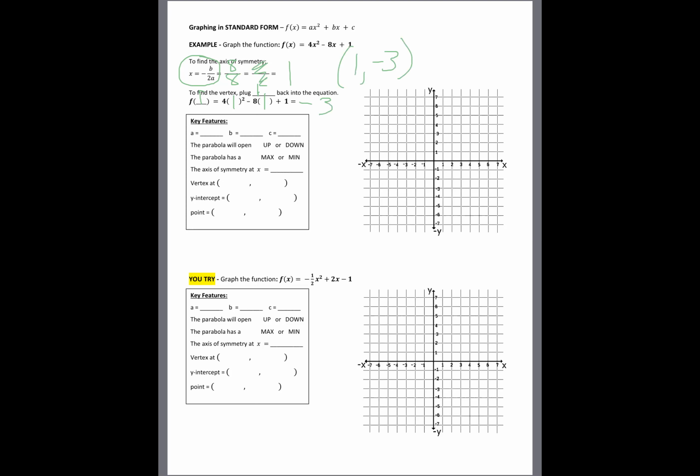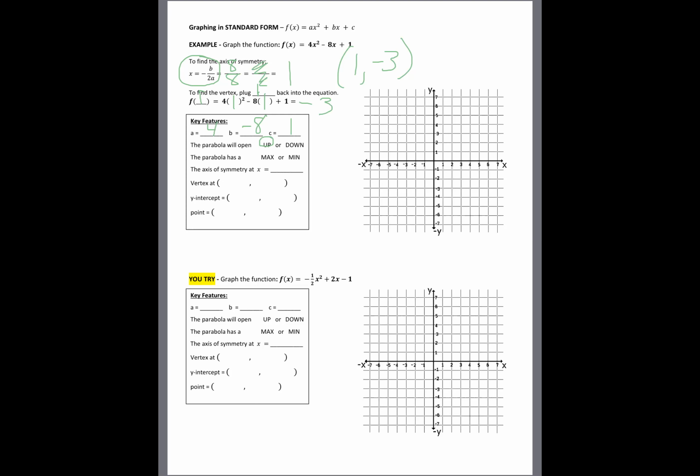Okay, so let's go ahead, and they have this box over here of key features. Let's go ahead and pop in what we need. So in my original, A was 4, B was negative 8, C is positive 1. We can tell before we even start graphing if this parabola is going to open up or down, and that's all based on the value of A. Remember that if A is positive, it's up. If A is negative, it's down. So this one has a positive 4, so it will open up.